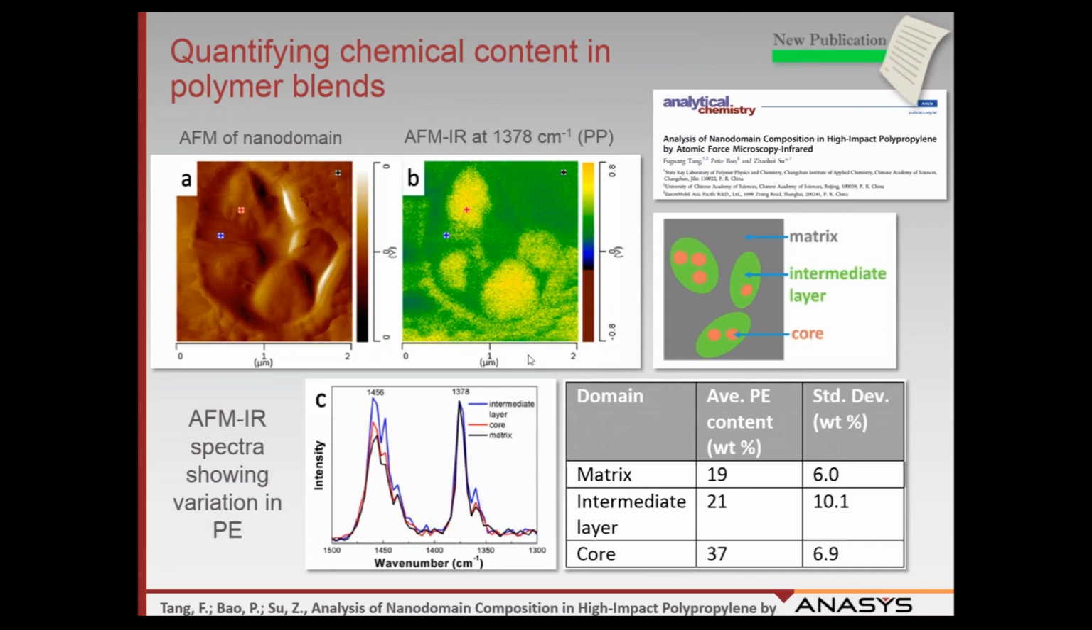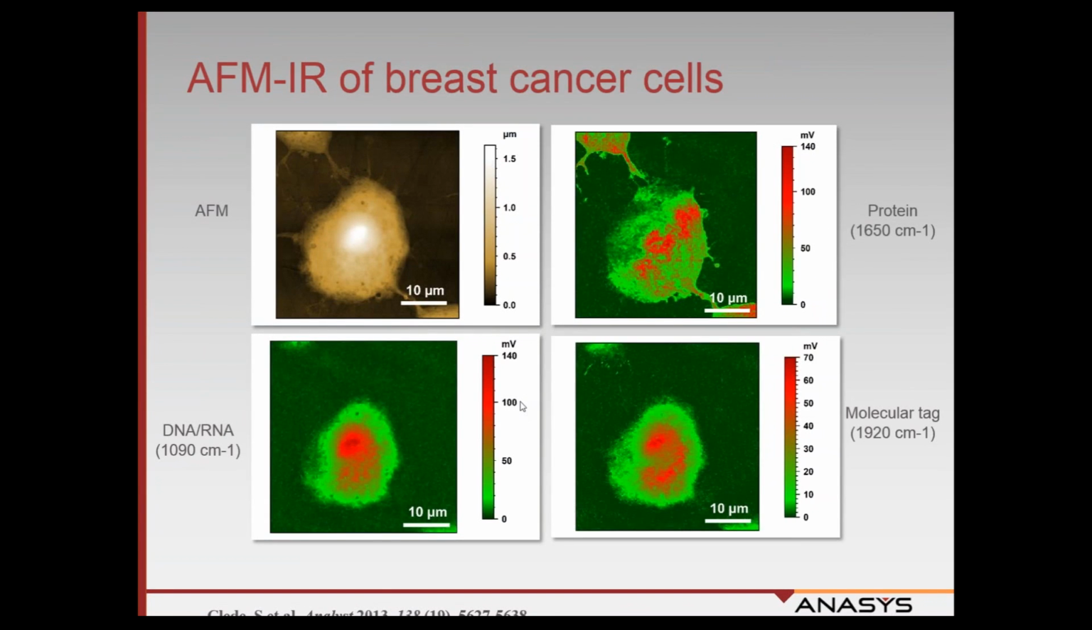Now I'm actually going to jump back and forth between life sciences and material science. So this is a life sciences application. This is a really interesting application in cell biology. So these are measurements of breast cancer cells, an AFM topography image in the upper left, and then there are 3 absorption images here done at different absorption bands. So this one here is tuned to the amide band, which shows the concentration of protein. This one here at 1090 inverse centimeters corresponds to the DNA and RNA, and so highlights mostly the nucleus.